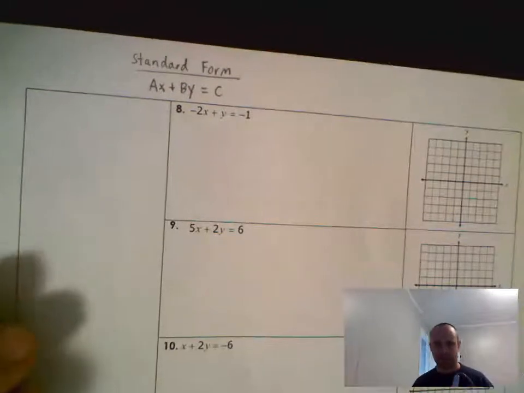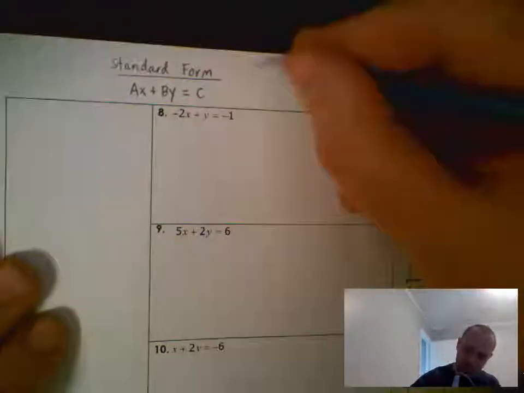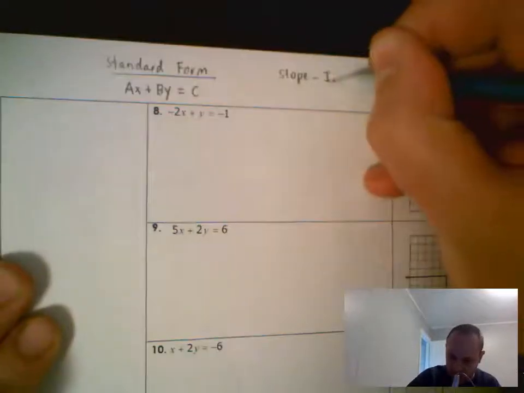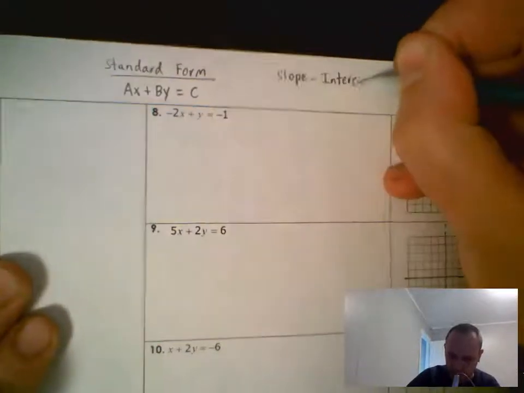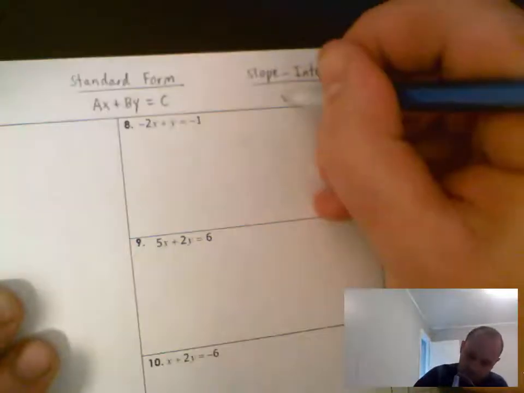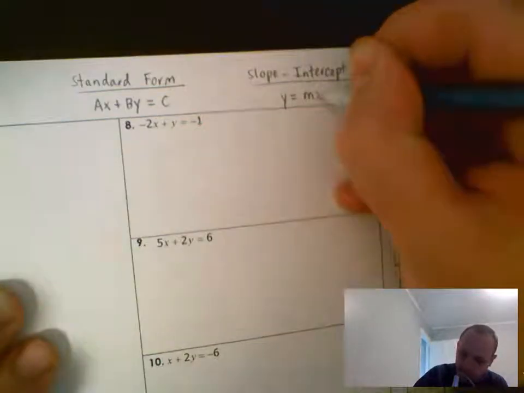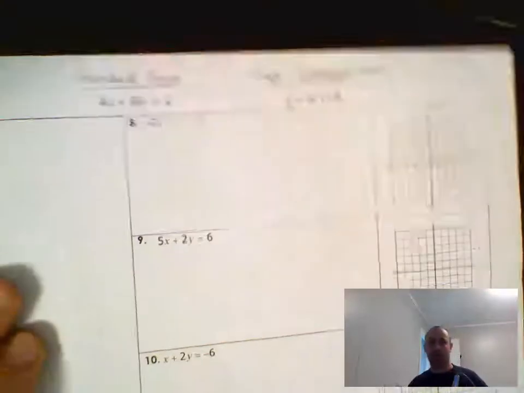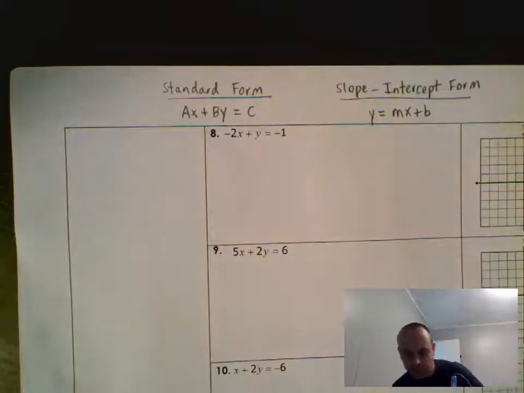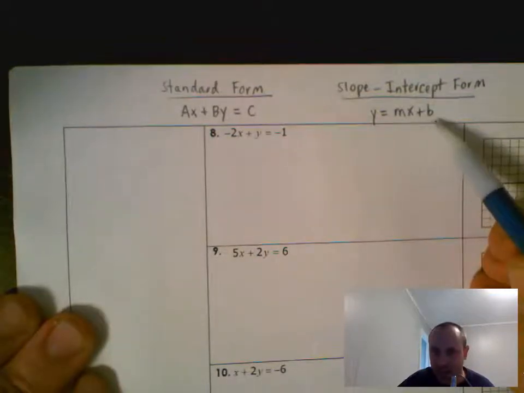There's a few different forms. I think there's 3. But right now we're learning 2 of them, something called standard form and then something called slope intercept form. And the slope intercept form is the one we've been doing for a longer period of time. That's y equals mx plus b, okay? Where m is the slope, right? B is where it crosses the y-axis.